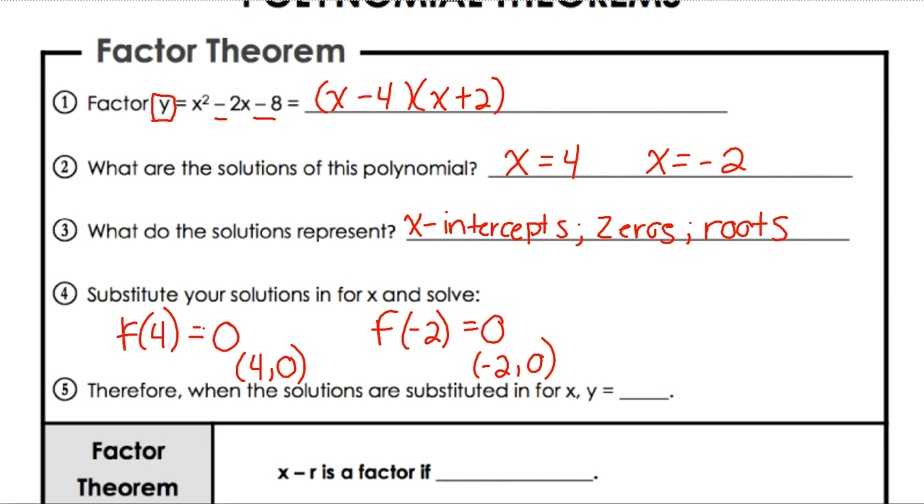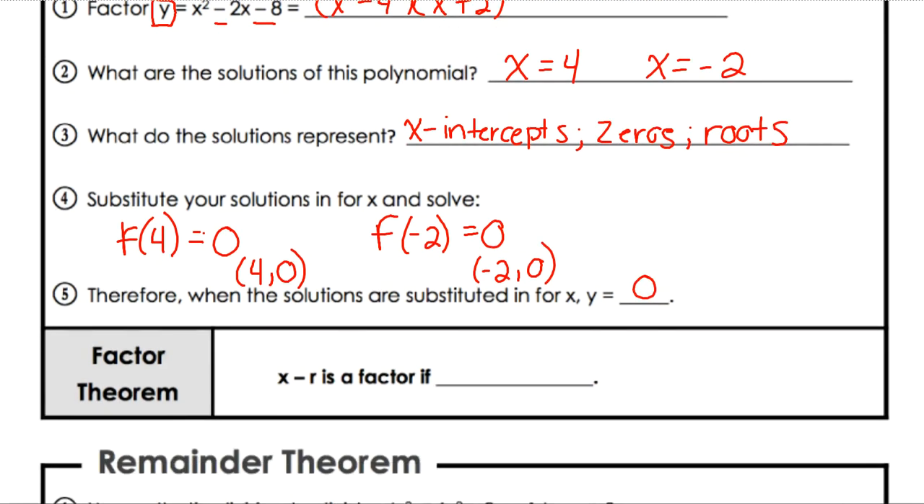So what that develops for us is what's called the factor theorem. So when the solutions are substituted in for x, you will always get y equals 0. So in other words, what that means is that when you have a factor and you get its solution, you're going to get a 0 out.